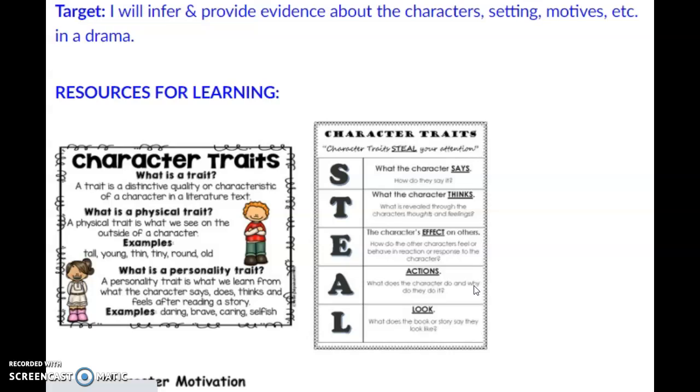As we are reading the drama, we want to always be aware of the character's actions. What are they doing? Is it in response to something that another character said or did? Or are they the one that's starting, as we say, trouble, right? And the L, look. What does the book or story say that they look like? We may not often have a window into this, but sometimes the authors will give us a description using words to help us form an image in our mind of what that character may look like.